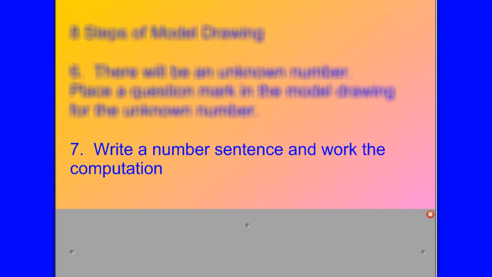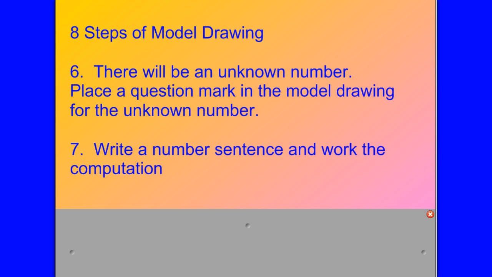Next thing that we're going to do is write a number sentence and work the computation. So you will write a number sentence, you'll have a space left over for that unknown number, and you'll do the computation to find out what that number is. If it's a total that you're looking for, you simply do the computation. If you're given the total and you have an unknown variable, then you have to do a little bit of working backwards to find out what that number is.